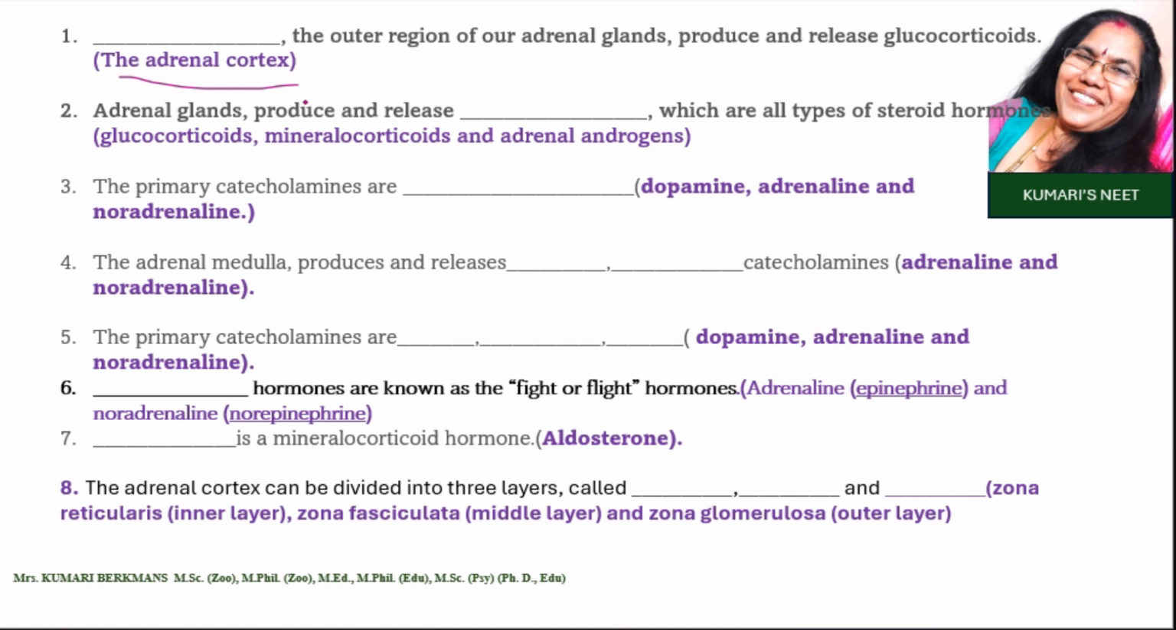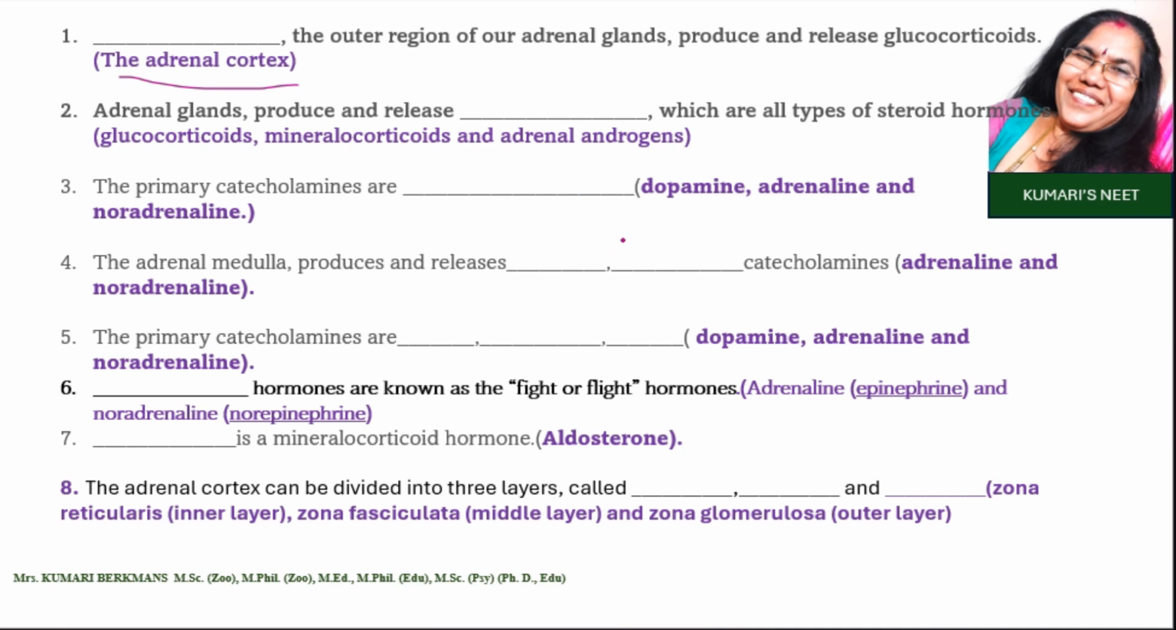Now question number 2. Adrenal glands produce and release dash, which are all types of steroid hormone. What are the types of steroid hormone? Few members answered. Very good. Glucocorticoids, mineralocorticoids and adrenal androgens. Now only we have seen. Most of them answered. Very good. Come to the third one.